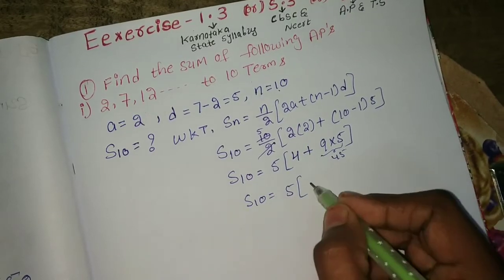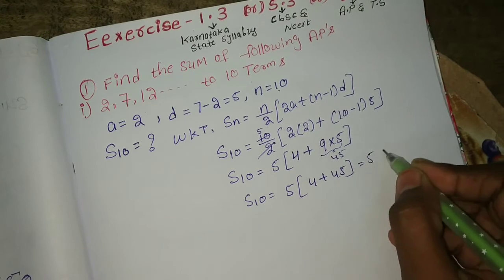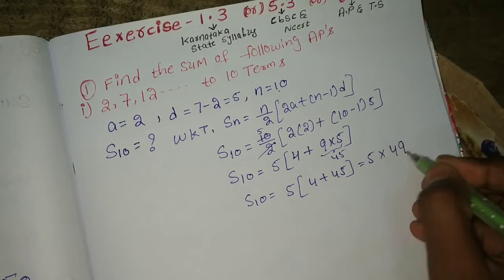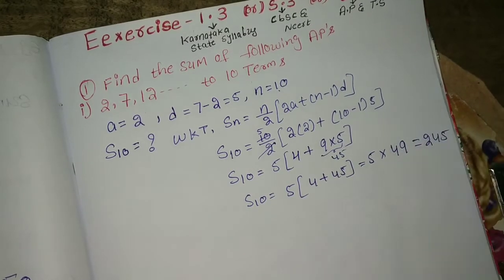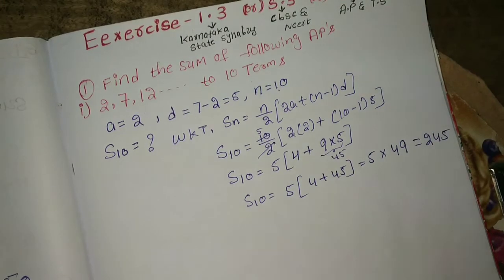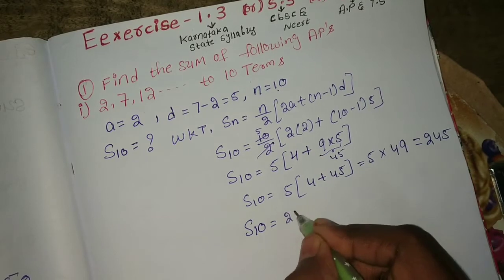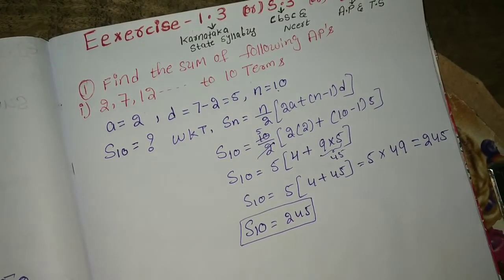You have to do it very fast. 4 plus 45, that is equal to 5 into 45 plus 4, which is 49. Multiply this 5 into 49, we get 245. Are you getting it? So S10, the sum of 10 terms, is equal to 245. This is our result. Understand? Let's go for the second one.